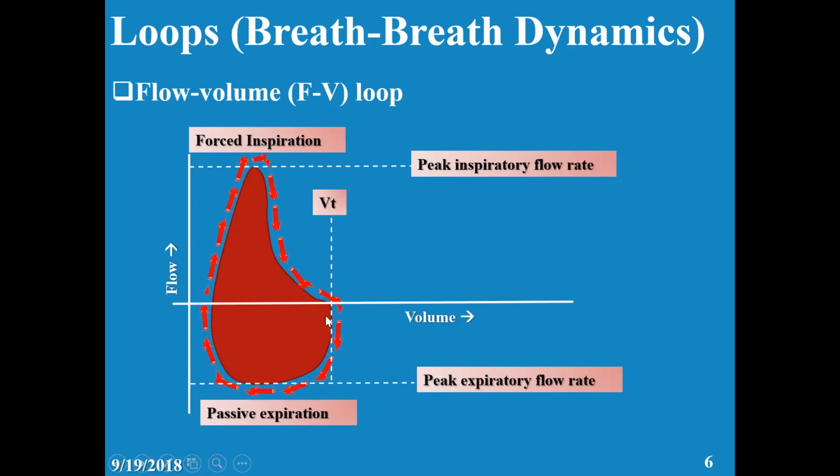Then the volume stays the same, then the volume decreases until we reach maximum outflow, and then the outflow decreases until we reach back to zero volume. So this is acceleration in, this is deceleration in, this is acceleration out, and this is deceleration out. Now, is the flow volume loop clear, or do you want me to explain more?